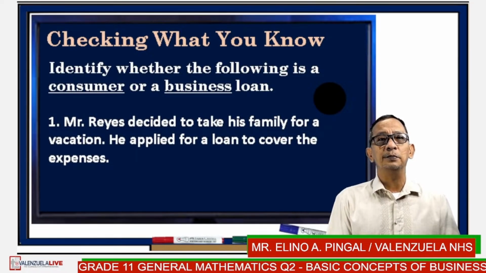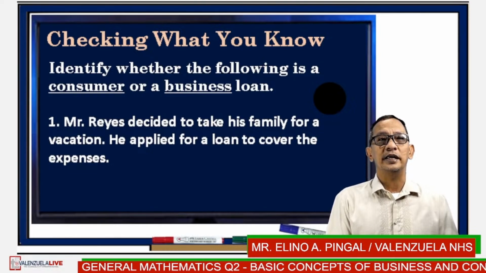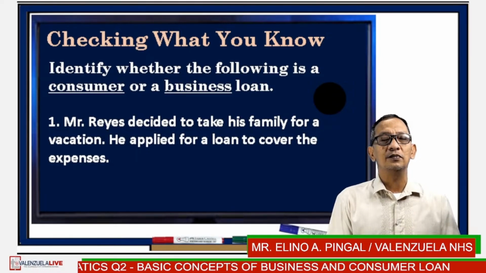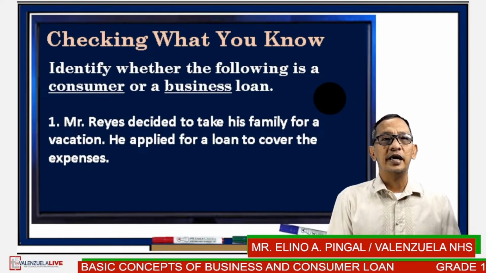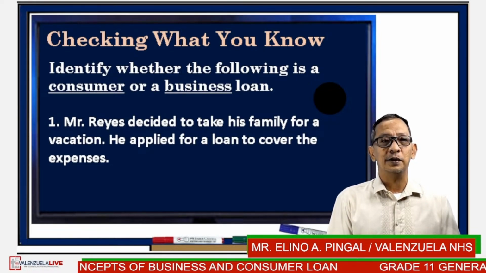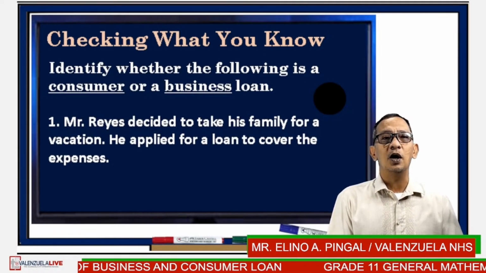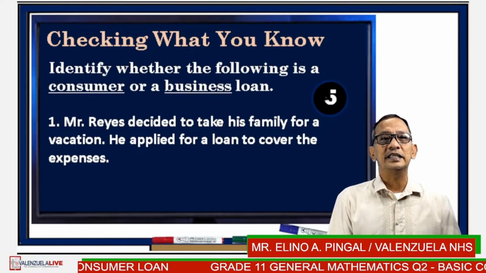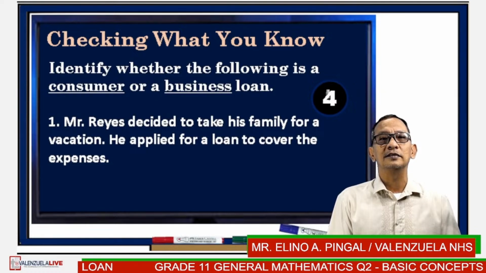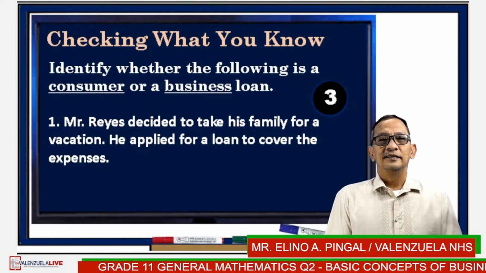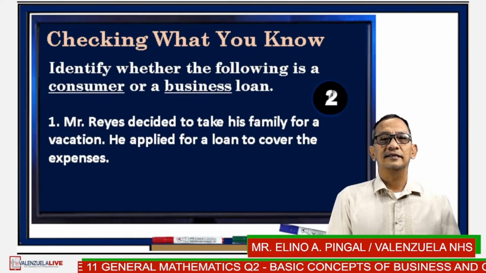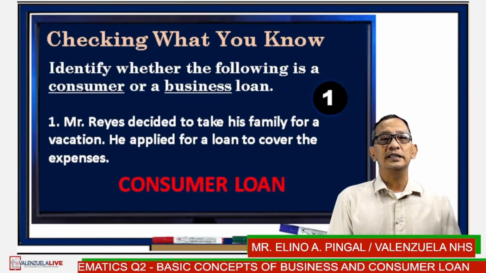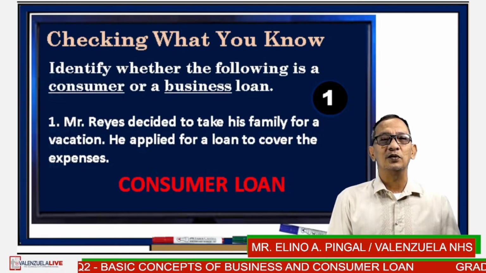First, before we even proceed, let's check what you already know. Identify whether the following is a consumer or a business loan. Number one, Mr. Reyes decided to take his family for a vacation. He applied for a loan to cover the expenses. You have 5 seconds to type your answer in the chat box. Is it consumer or business loan? Time's up. Number one is an example of a consumer loan.